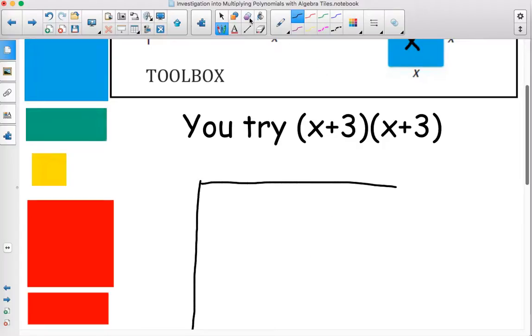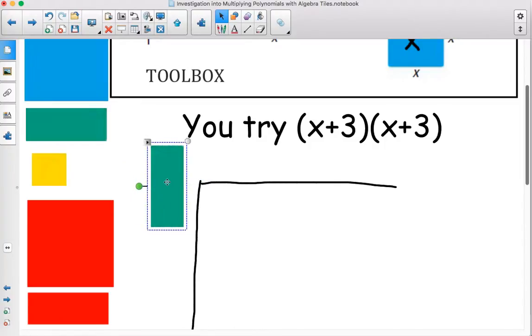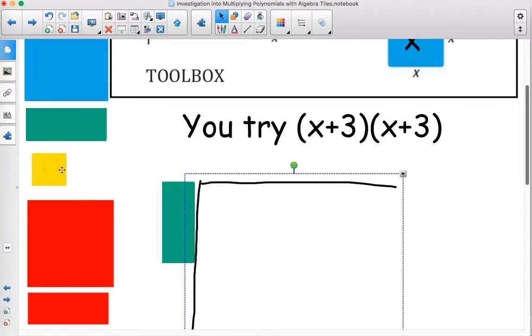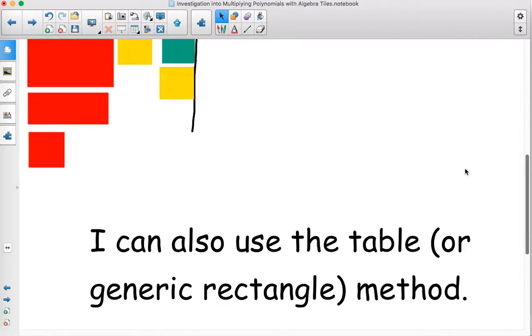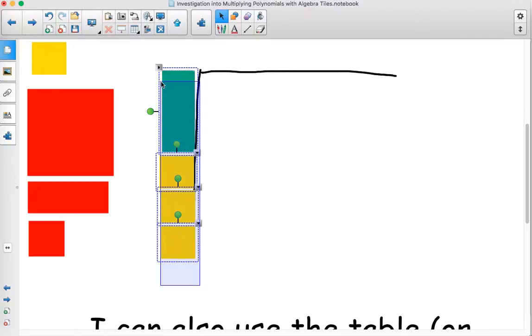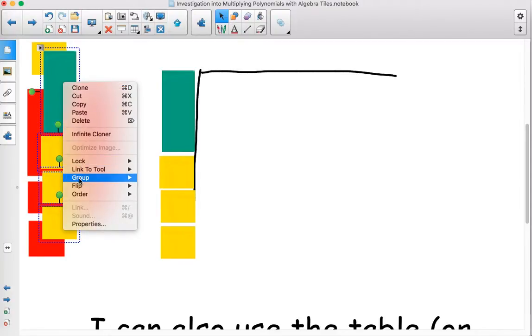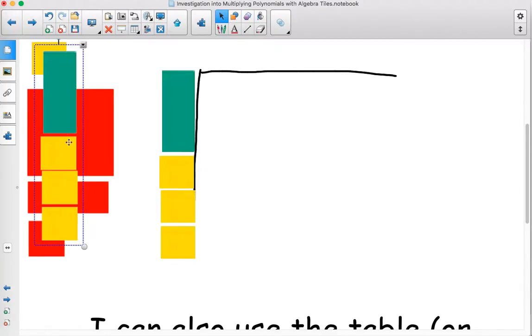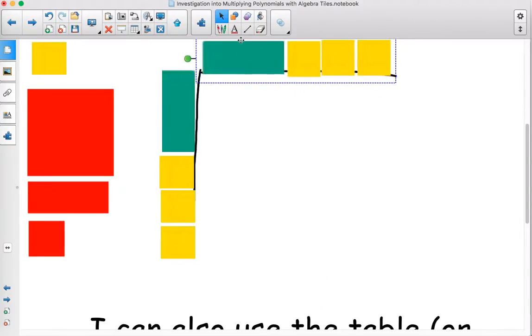So I want something that's x plus 3. So I'm going to take this, turn it, so it's x, and then I need 3, positive 1. So 1, 2, 3. And then I also need this exact same thing going the other way. So I'm just going to turn it. It's going to be x plus 3 going the other way.